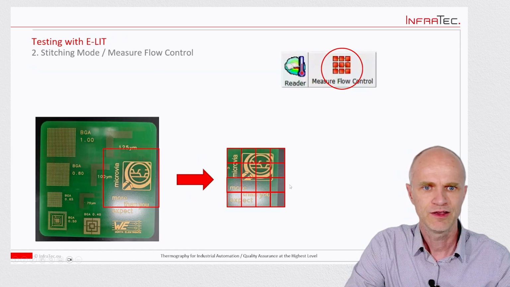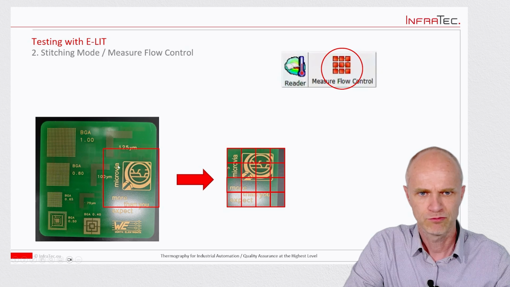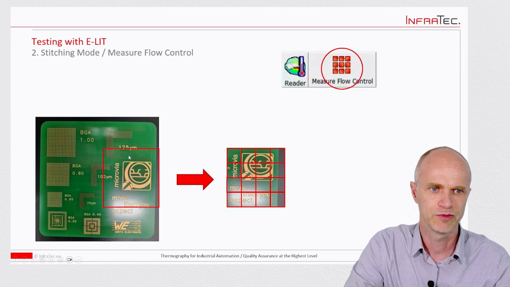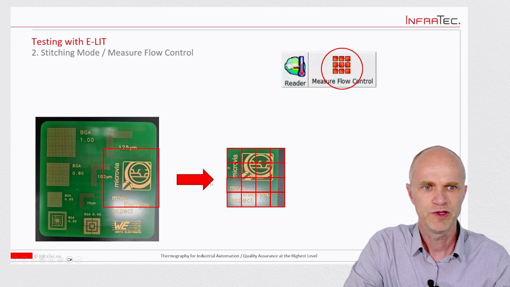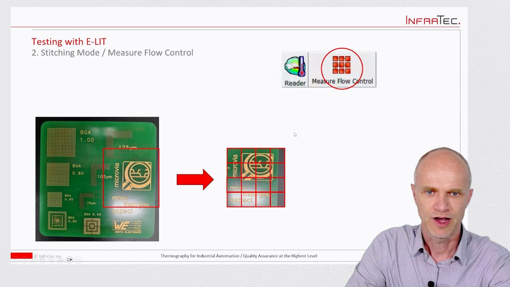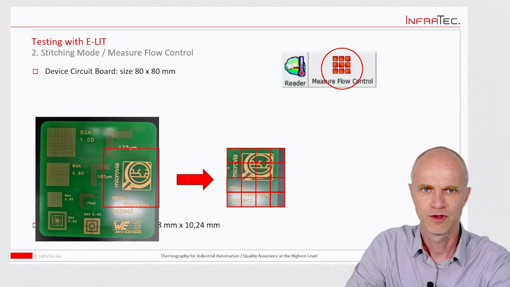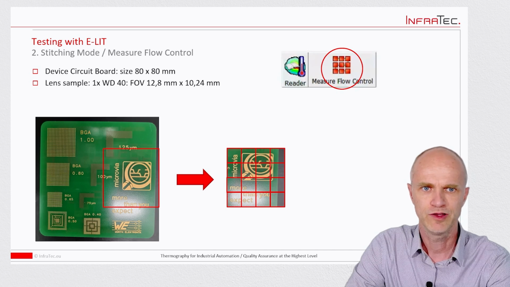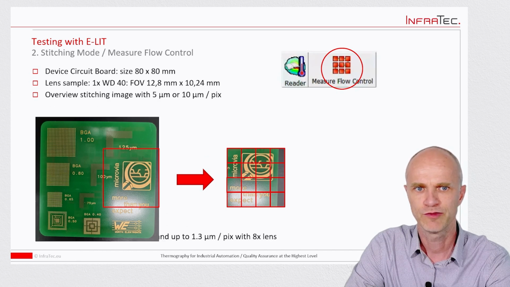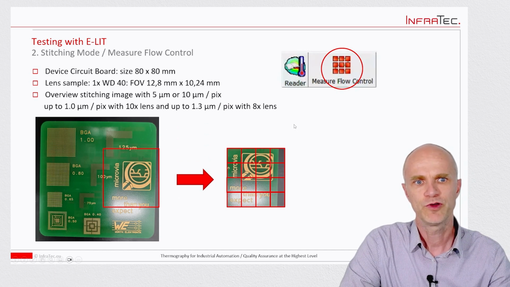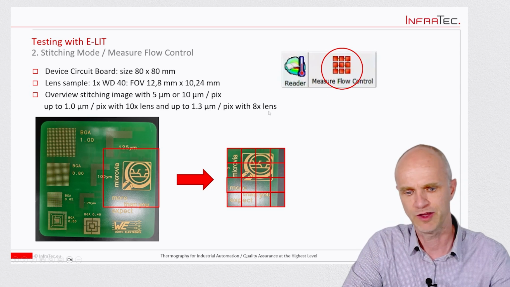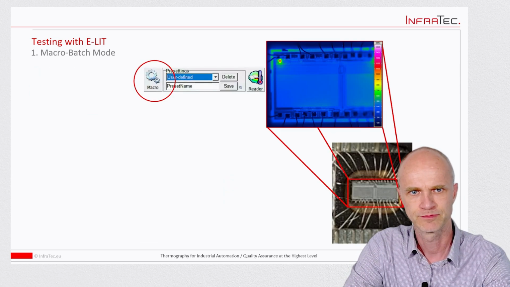And finally, for example, this small sample area of 10 by 10 millimeters will be stitched together in a 4x4 matrix. And yeah, a high resolution can easily be reached for the complete sample. So if, for example, the board is 80 by 80 millimeters, you can finally reach 1.3 micrometer per pixel with the 8-time magnification lens.